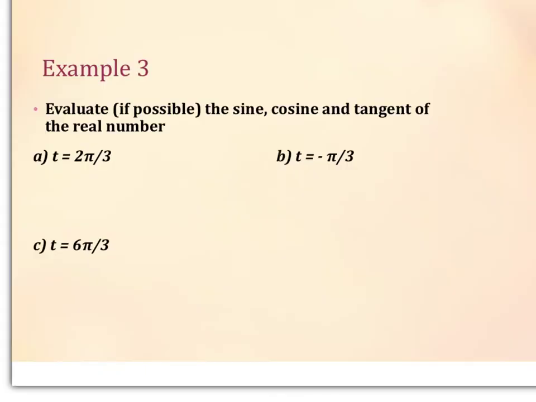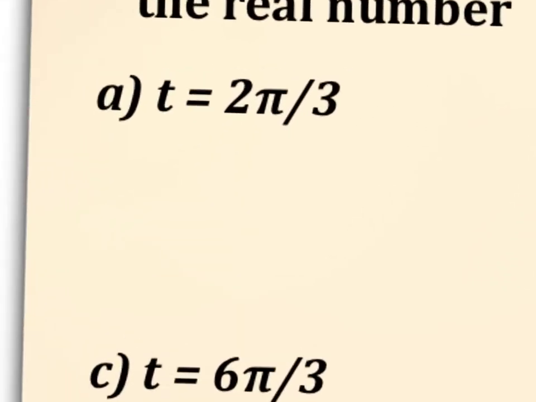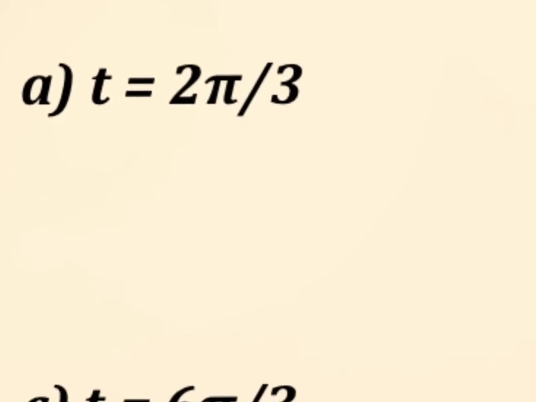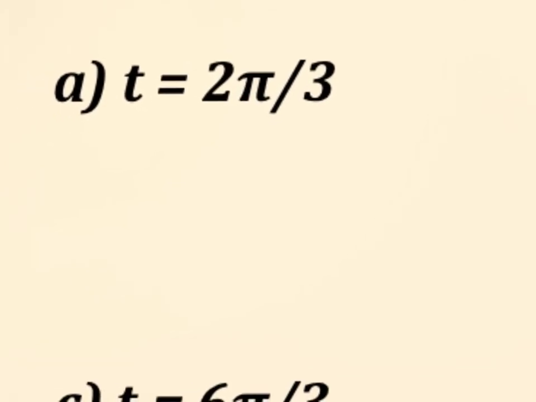All right, let's take a look at this example. It says evaluate, if possible, the sine, cosine, and tangent of the real numbers. So now we're not looking at our unit circle anymore. We're in intervals of 2 pi over 3. We already know that pi over 3 corresponds to a half, root 3 over 2. We established that 2 pi over 3 is in quadrant 2, therefore x is negative. And now I can evaluate my six trig functions. Actually, I just want sine, cosine, and tangent.